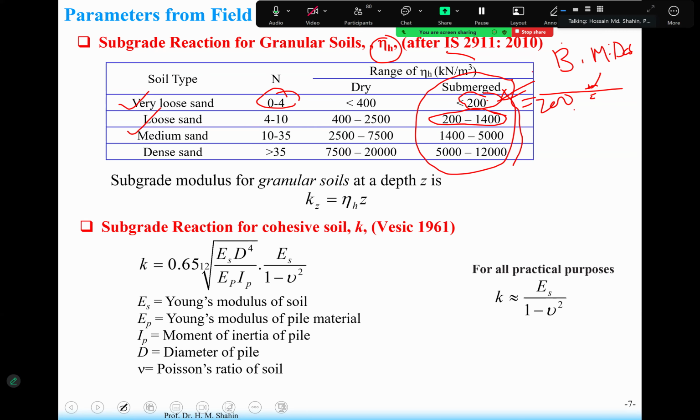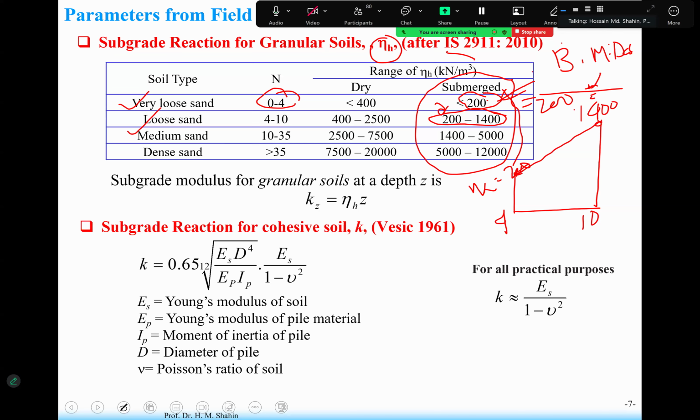Or you can interpolate. Which one is better? I don't know, but interpolation is good, I think. Okay, please remember this one. Do interpolation. Say the SPT N value is 4, so the submerged coefficient nh is 200. And then for SPT N value 10, it is how much? 1400. So do the interpolation here.